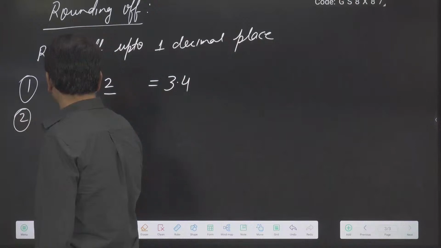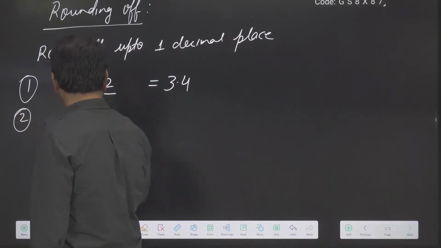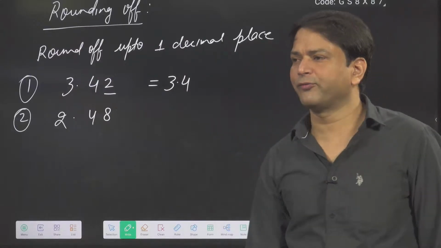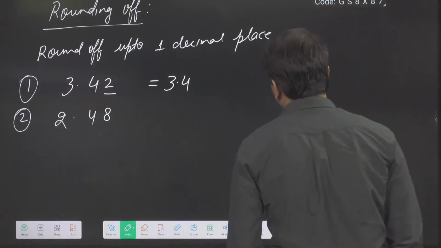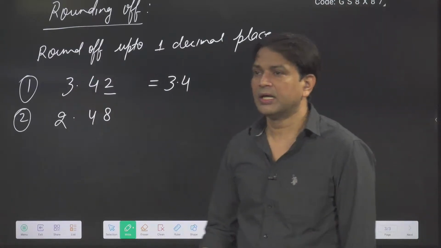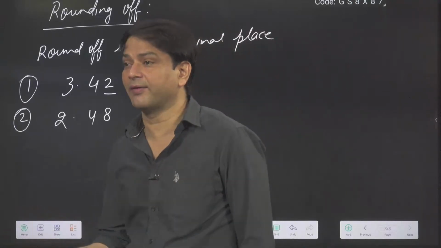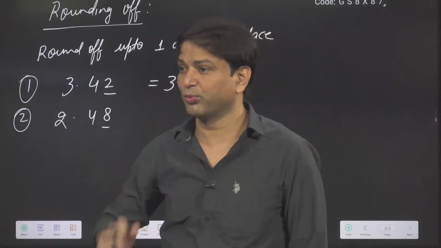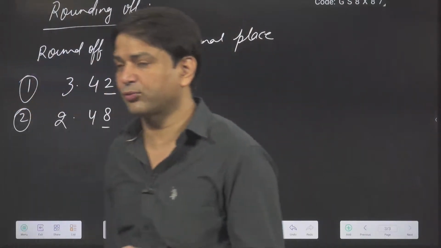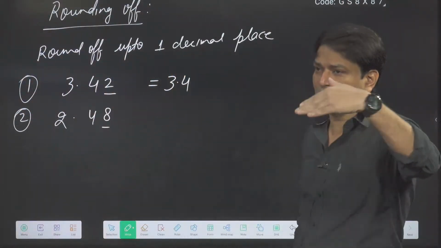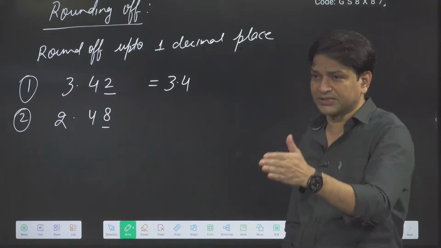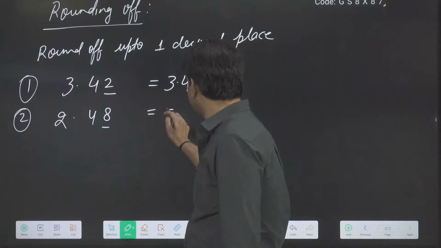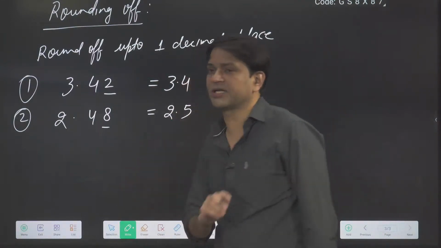Now maybe everybody recalls the rule. Now suppose I am saying 2.48. I have to round off up to 1 decimal place. Then which digit do I have to remove? I have to remove 8. We have to drop 8. Now 8 is more than 5, so the preceding will increase by 1. Then what can I say? 2.5. The preceding is increased by 1, 2.5.